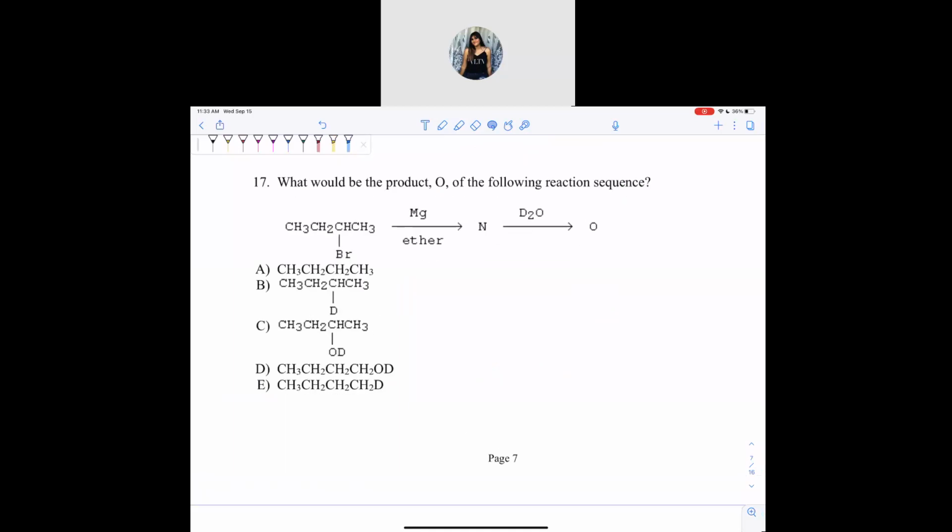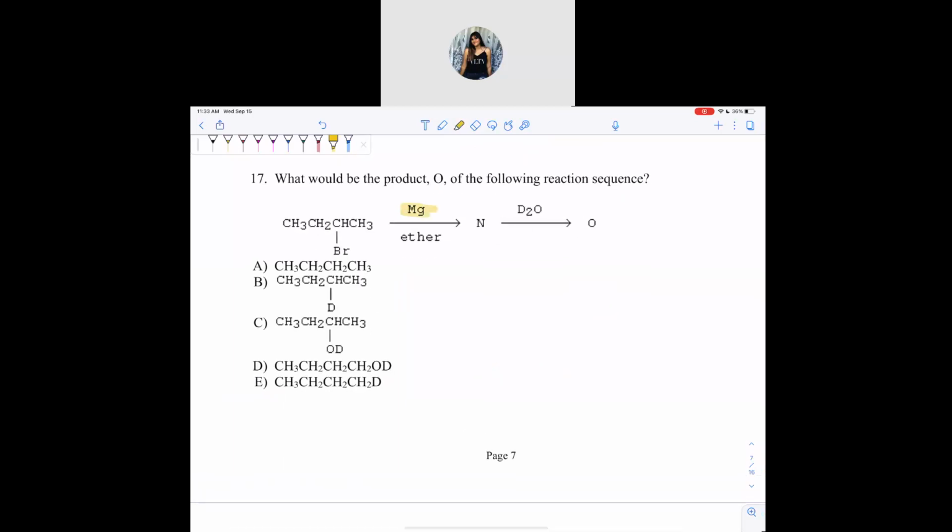For a question like this, we can look at it and automatically know it's a Grignard reaction because of this magnesium. So I'm going to write Grignard. All the N and O represent here are steps of the reaction. It's not a nitrogen and an oxygen. It's just saying that N is the name of the intermediate, O is the name of the product. If we see the magnesium with ether, we know that in that step we're forming our Grignard.